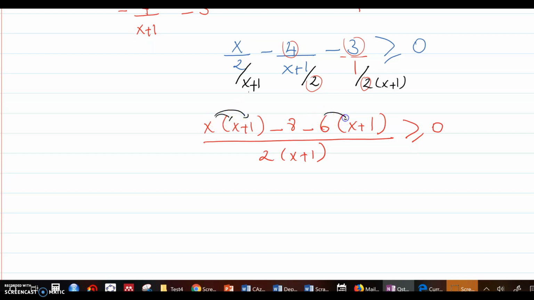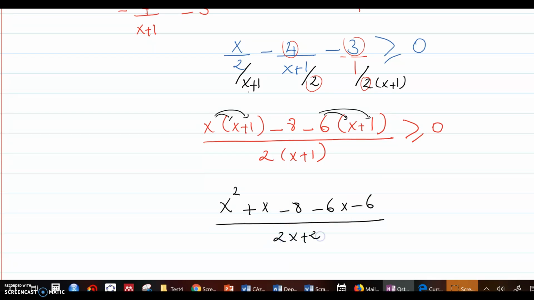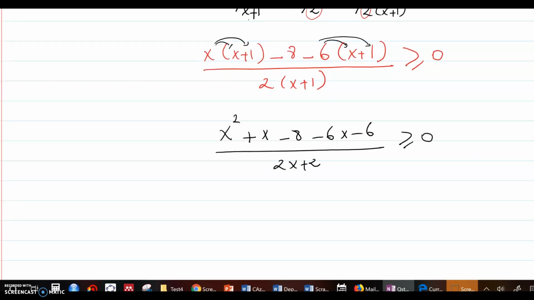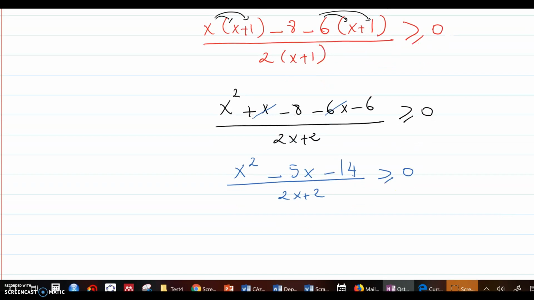Okay, FOIL out. Let's see what we're going to have. x squared plus x minus 8 minus 6x minus 6 all over 2x plus 2. And we want that again to be greater than or equal to 0. So let's simplify the terms. x squared, I have x and negative 6x, which will be negative 5x minus 14 all over 2x plus 2. All right. So this is a pretty clean form.